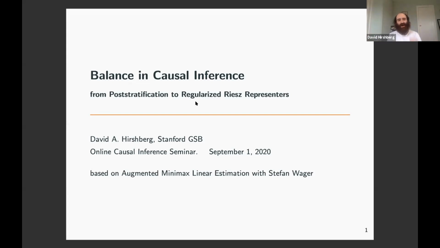Cool. So I'm going to be talking about balance and causal inference, from simple methods like post-stratification to some of the fancier stuff, like the stuff based on regularized Riesz representers. This talk is based largely on my paper, Augmented Minimax Linear Estimation, with Stefan. So let's get started.